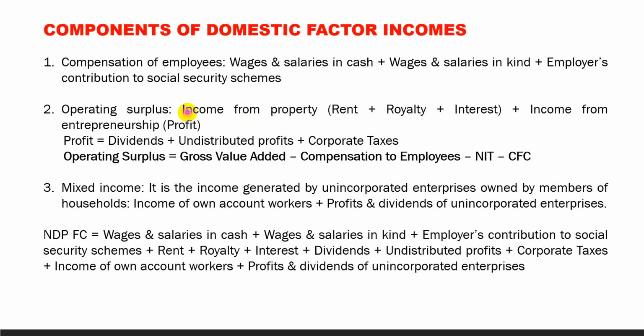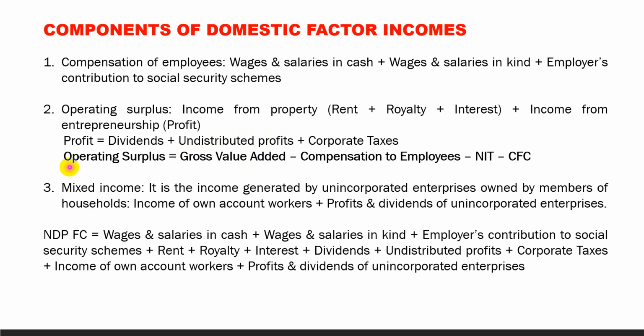Operating surplus has two parts: income from property, which includes rent, royalty, and interest, and income from entrepreneurship, which is profit. Profit is equal to dividends plus undistributed profits plus corporate taxes. The sum of these three is the profit, also called the corporate profit. Undistributed profit is sometimes known as savings of the corporate sector, retained earnings, or plowing back of profits.